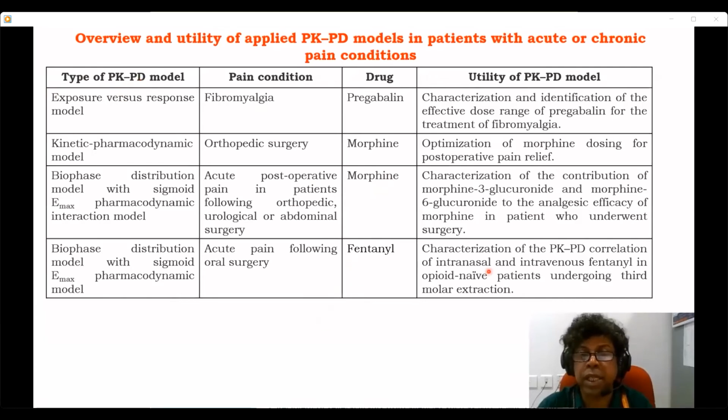And fentanyl, this is very interesting. They characterized the PK/PD correlation of intranasal and intravenous fentanyl in opioid-naive patients undergoing third molar extraction. It's basically used in oral surgery. So there is a lot of research going on in this area also.